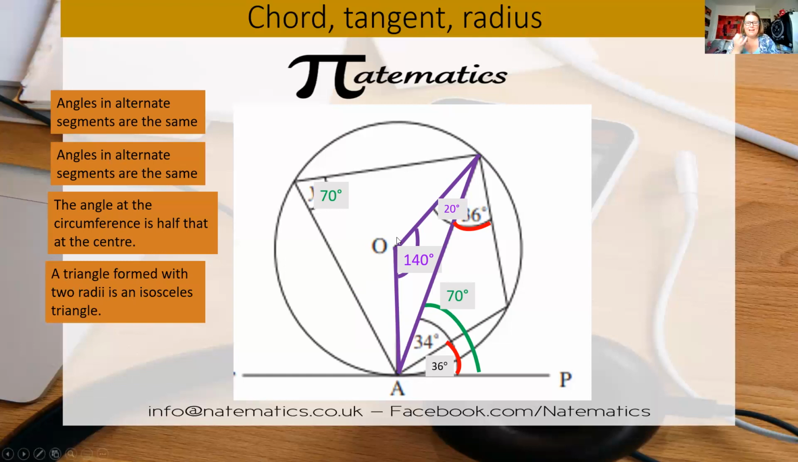So what rules have we used there? We've used alternate segment, we've used angles in a triangle, we've used the angle at the circumference is half that at the center. We've also used angles in triangles. We've used that there's an isosceles triangle there as well. So there's quite a few that have been incorporated into this problem. That is likely to happen at your GCSE. Sometimes you might just get a simpler one, but who knows? The more you practice these, the better you will get at it.